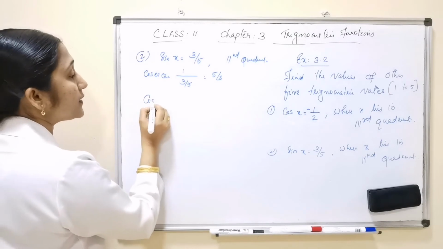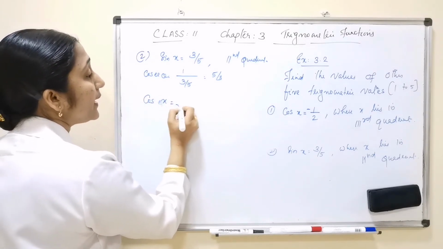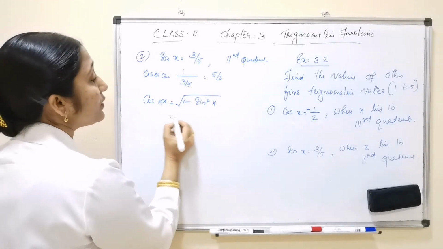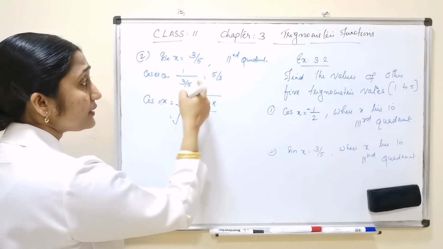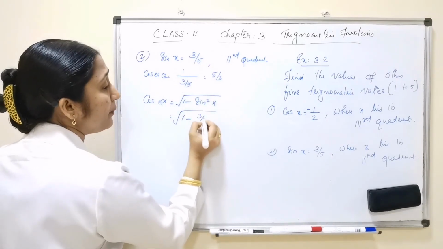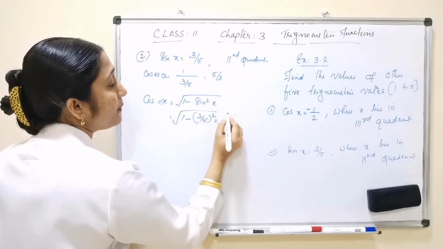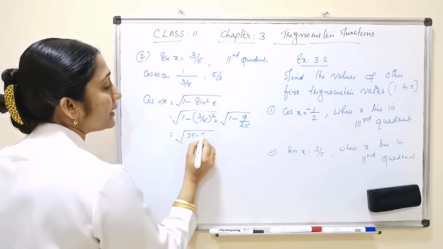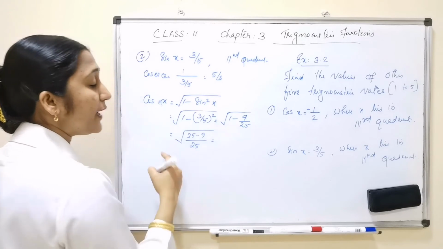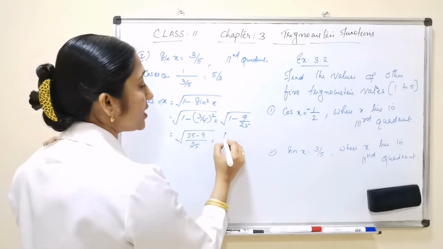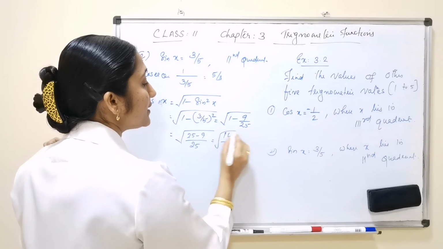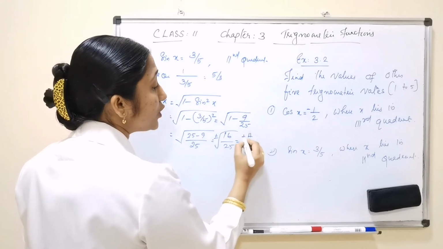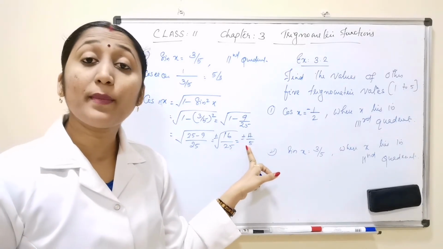Next we want to find the cos. So cos x equal to the square root of 1 minus sine square x. This is from the identity. So 3 by 5 the whole square, which is 1 minus 9 by 25, which is the square root of 25 minus 9 by 25. 25 minus 9 is 16, so 16 by 25. With the square root it will be plus or minus, that means plus or minus 4 by 5.